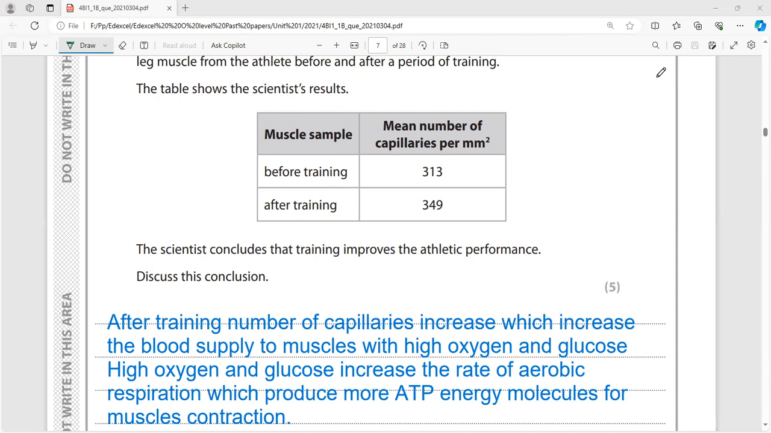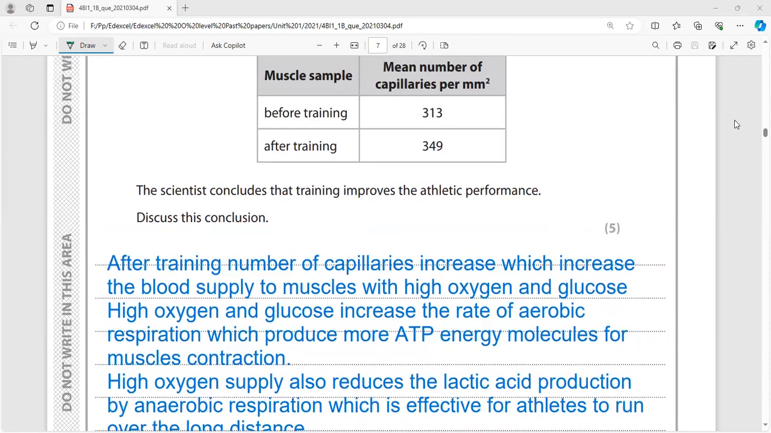So discuss the conclusion. In this way, first we are discussing. You can see before the training, the number of the capillaries was 313 in a 1 millimeter square area. After the training, the number of the capillaries increased to 349. So we need to describe first the data in the table.